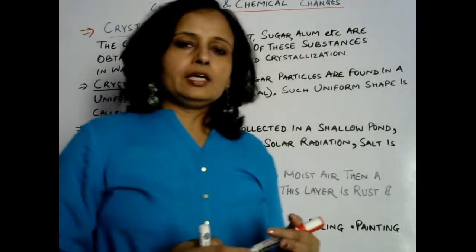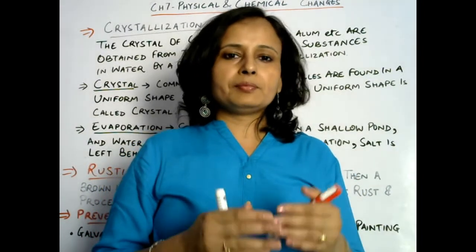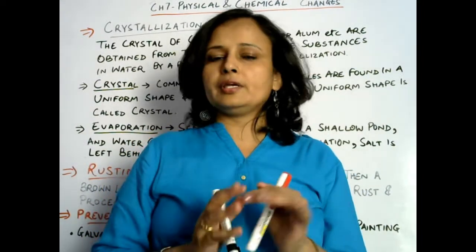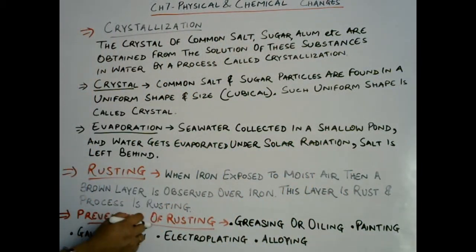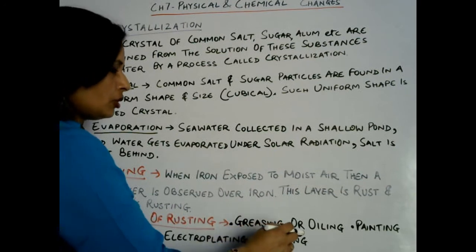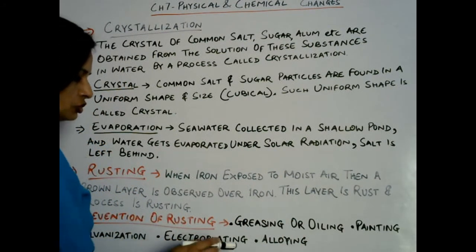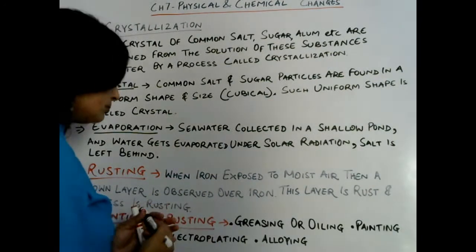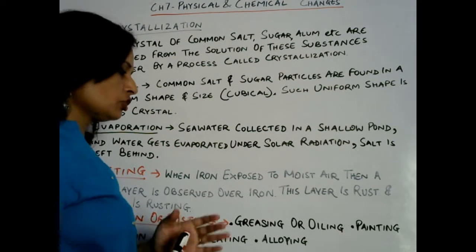Now prevention of rusting. Is there any way to prevent rusting? How can we prevent the deposition of brown layer over iron objects? For prevention, there are a few things like greasing or oiling, painting, galvanization, electroplating, alloying. All these are processes of prevention of rusting. So first one is greasing or oiling.